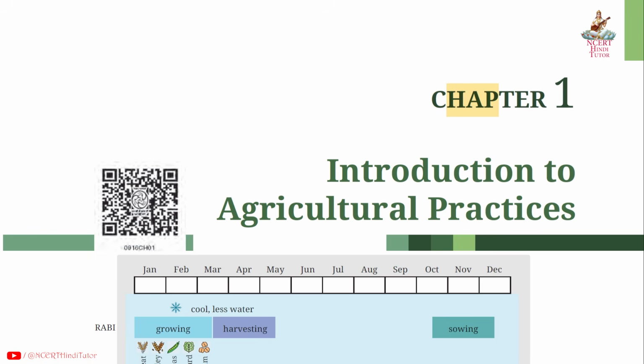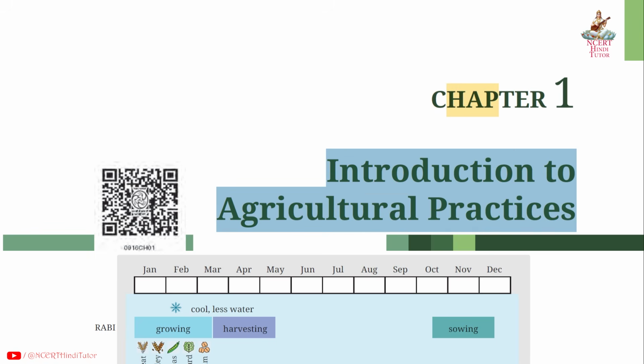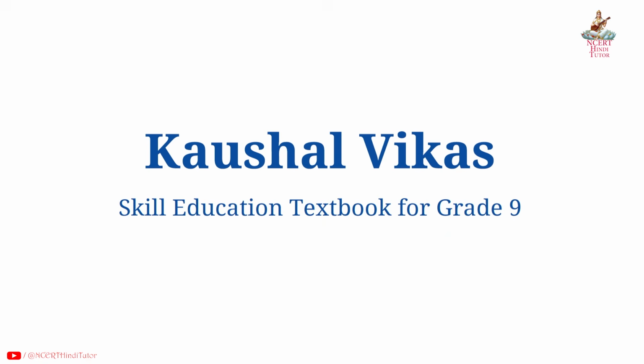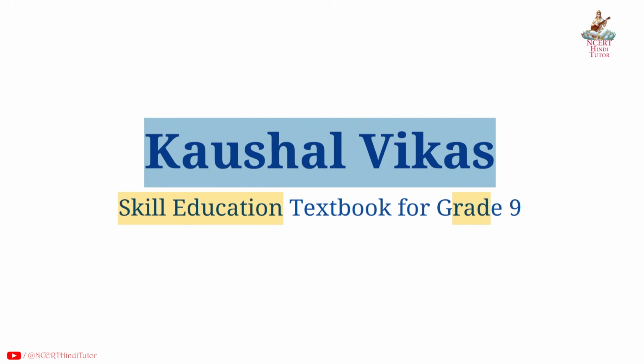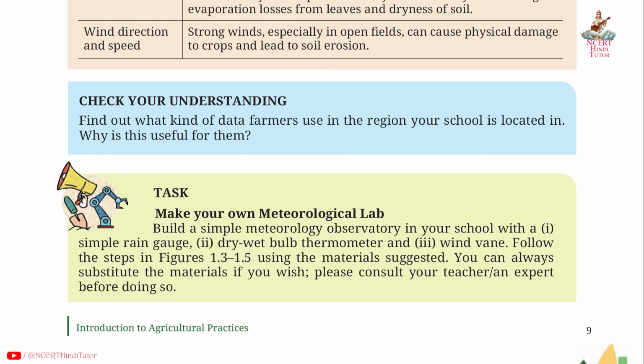Chapter 1, Introduction to Agricultural Practices, Question Answers from Grade 9, Subject Skill Education, Book Kaushal Vikas. Check your understanding, page 9. Find out what kind of data farmers use in the region your school is located in. Why is this useful for them?